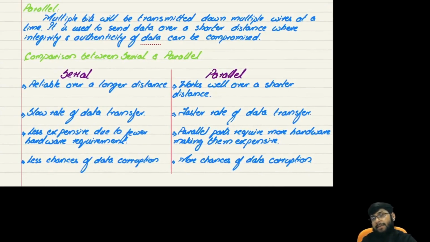As serial is transmitting data in a bit by bit format, obviously there will be fewer chances of corruption, whereas over a parallel transmission, as the bits are being sent together or simultaneously, there will be more chances of data corruption or data collision. So again, which one is more secured? Serial is more secured, parallel is less secured. Yeah, but parallel is faster, serial is slower in comparison to the parallel transmission.